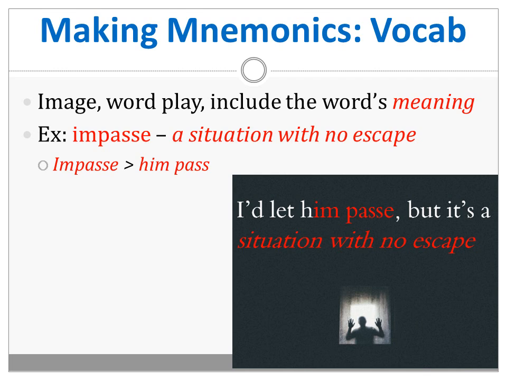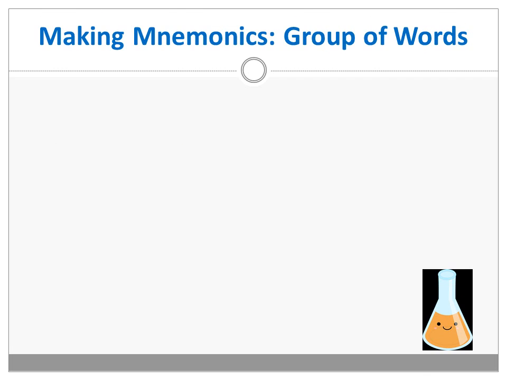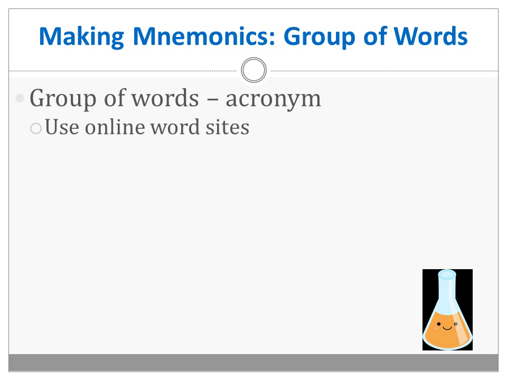Let's move on to another example. This time, instead of a vocabulary word, I want to make a mnemonic for memorizing a group of words. For lists, I often use acronyms. I first list the terms I want to memorize. Then I check online word sites, such as yougowords.com, to look up the words I want by the part of speech, first letter, length, or other attributes. As usual, I'm trying to make a memorable and informative mnemonic.